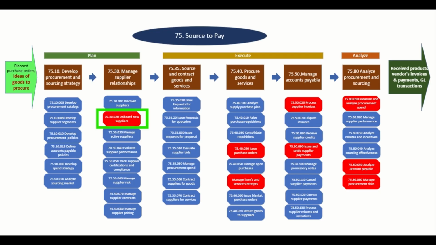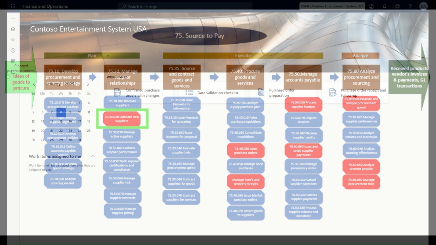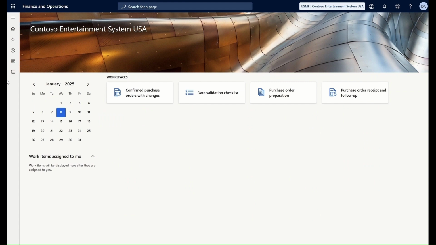We will start with the scenario Create Vendor manually. This scenario belongs to the business process 75.30.020 Onboard New Suppliers. To create a purchase order, we need vendor information in our system. Let's find the vendor's card.